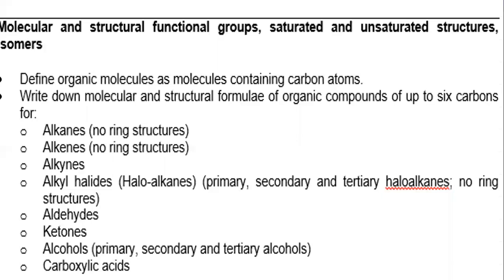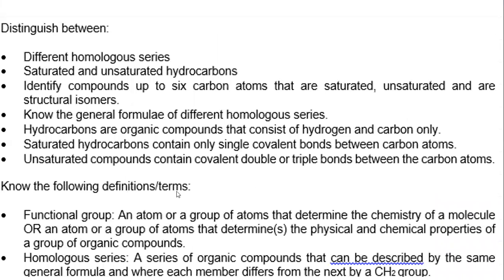What you have learned in the previous lesson is to define organic molecules as molecules containing carbon atoms. You also learned how to write molecular and structural formulas of organic compounds. And you also learned about homologous series, which includes alkanes, alkenes, alkynes, alkyl halides, aldehydes, ketones, alcohols, and carboxylic acids. You also learned different definitions that you need to learn by heart. Those include the definition of a homologous series, a functional group, a hydrocarbon, a saturated hydrocarbon, as well as an unsaturated hydrocarbon.